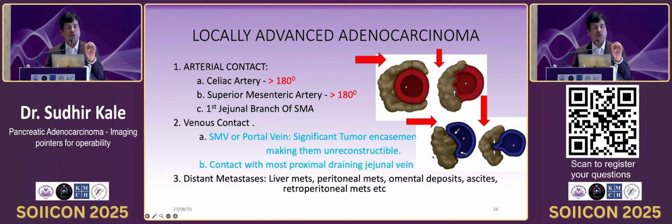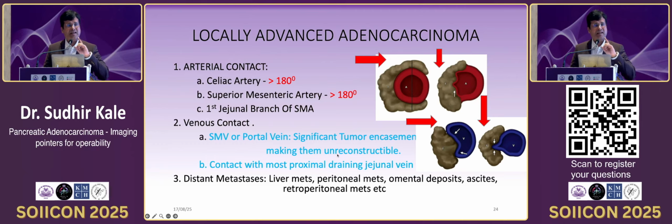So when do we tell it as locally advanced adenocarcinomas? As I told earlier, these were called unresectable, but now the category has changed. They have been maintained as locally advanced adenocarcinomas as per the NCCN. So the celiac artery, whenever the contact is more than 180 degrees, that is when we start telling it as encasement, not abutment, and SMA more than 180 degrees again, and also the first jejunal branch of SMA. The arterial contact is also very critical to note during your reporting. And also the venous contact, SMV or portal vein, when there is significant tumor encasement, making them unreconstructable.